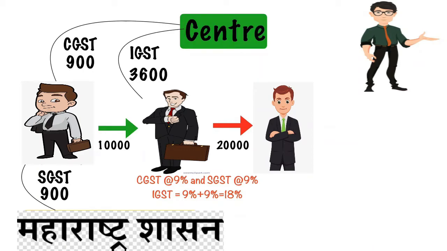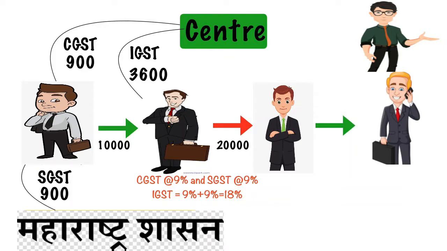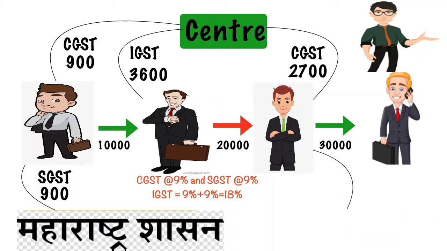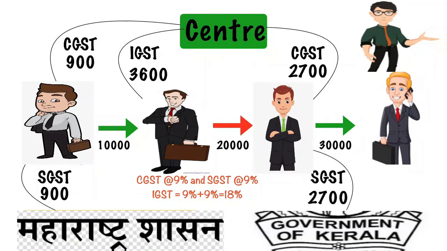Later on, Mr. Reddy from Thrissur, Kerala sold the goods to Mr. Menon from Kochi, Kerala for rupees 30,000. Here Mr. Reddy sold the goods to Mr. Menon. Both belong to the same state, that is Kerala. So Mr. Reddy will pay CGST 9% and SGST also 9%, that is rupees 2,700 to Kerala state.